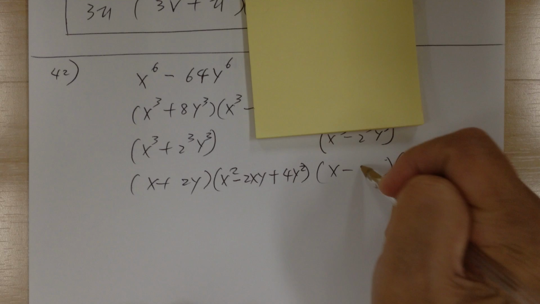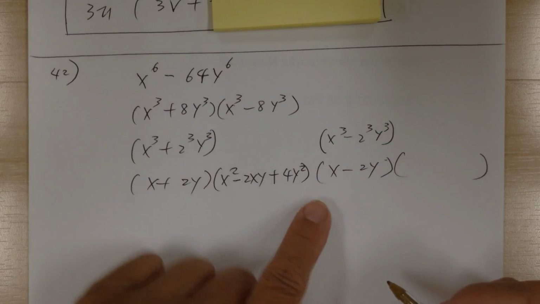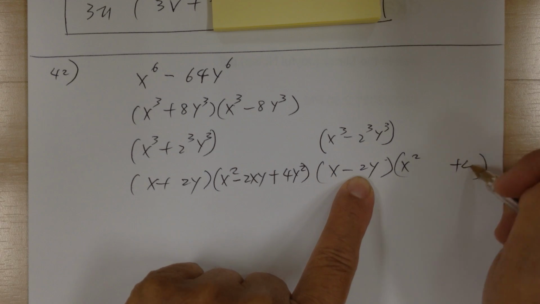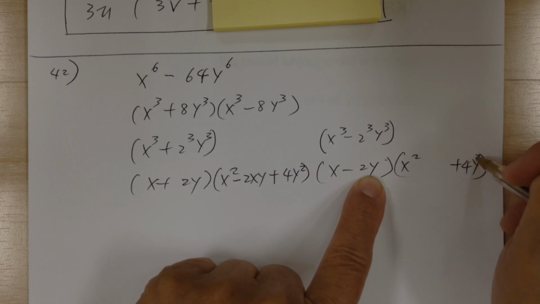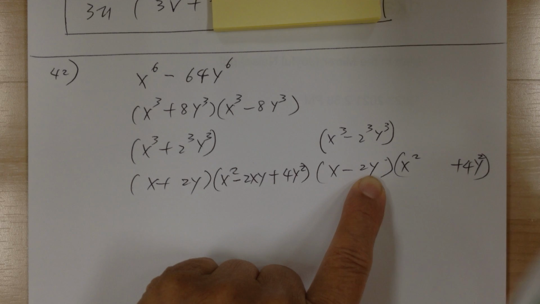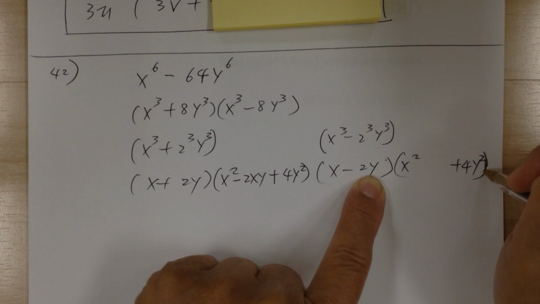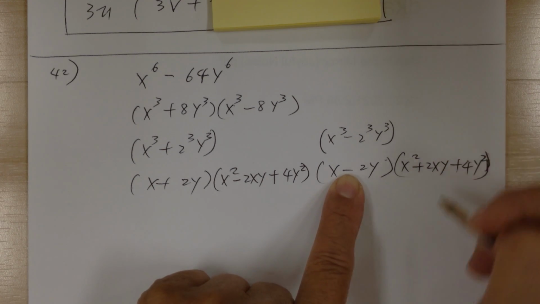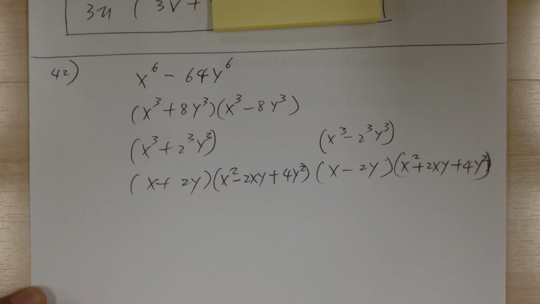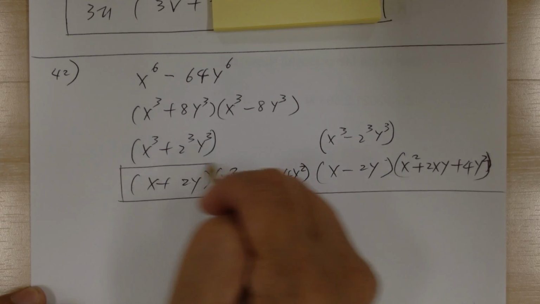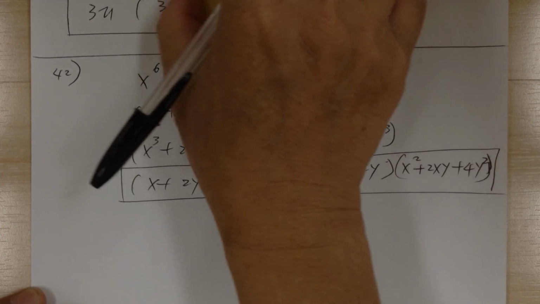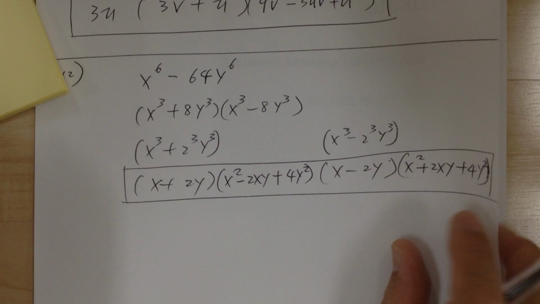Okay, now for this one, again, just get rid of the cube. So you get x minus 2y. Then after that, you square that, you get that. Square each term. Run out of space. Okay, there we go. And you have to take the opposite of that, so it would be plus 2xy. Okay, and that's it. So that's your factoring of the 6th power. Okay, let's go to the next one.